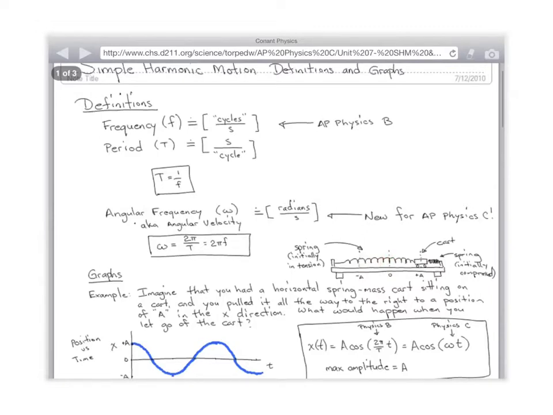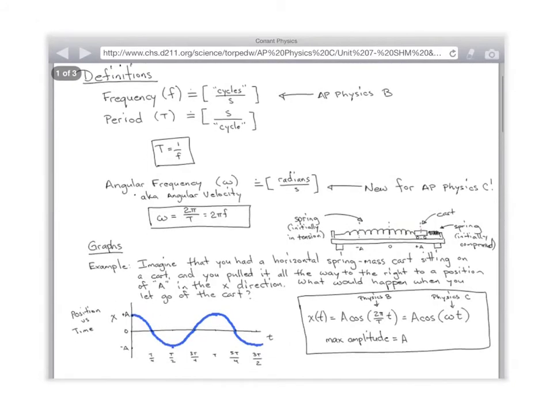Imagine you had a horizontal spring mass system sitting on a cart. You pulled it all the way to the right to position A in the x direction. What would happen when you let go of the cart? It's going to go back and forth and back and forth. And if you plotted that position versus time, you would get positive A, 0, negative A, 0, positive A, 0, negative A, etc. Sound good?